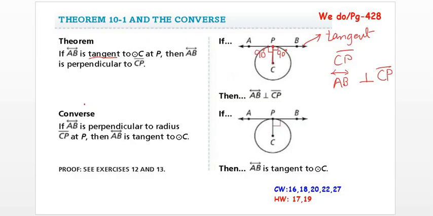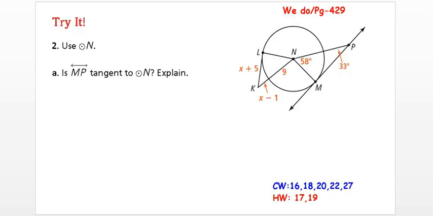Now what is the converse? Obviously it is the opposite. They are saying AB is perpendicular to the radius. So we already know that it is perpendicular to the radius. Then what will happen if the angle between these two lines is 90 degrees? Then the line AB will become tangent to the circle C. Clear? Now let's solve some problems related to this theorem.